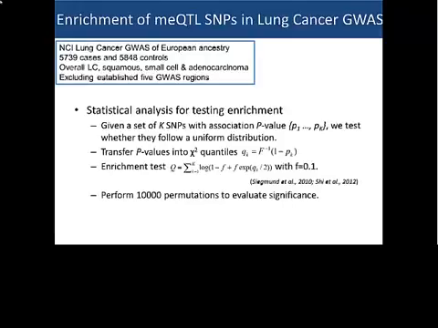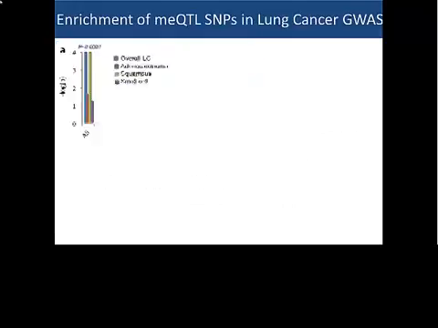Based on this analysis, we can show that if we include all of the methylation QTL SNPs, these SNPs are strongly enriched in the overall lung cancer risk after excluding the GWAS signals. And also we can show that this enrichment was primarily driven by the association in the squamous cell carcinoma.